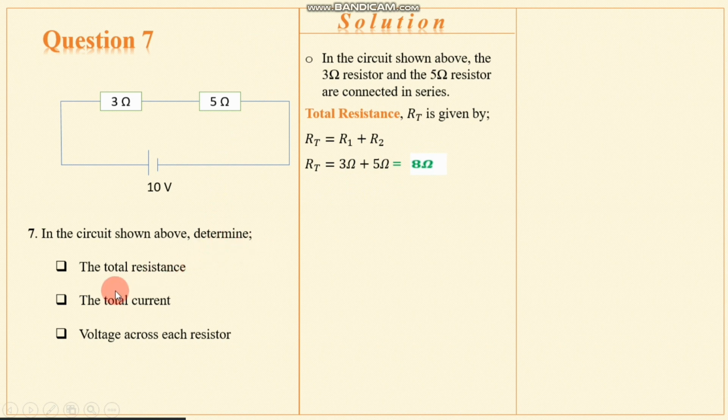Let us look at the second part of the question that involves calculating the total current. So in this case, as we have said, current is the same.